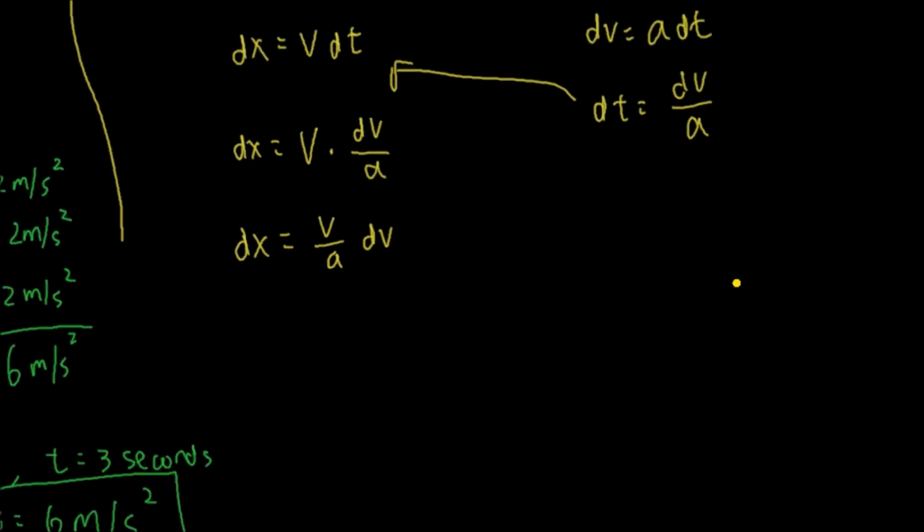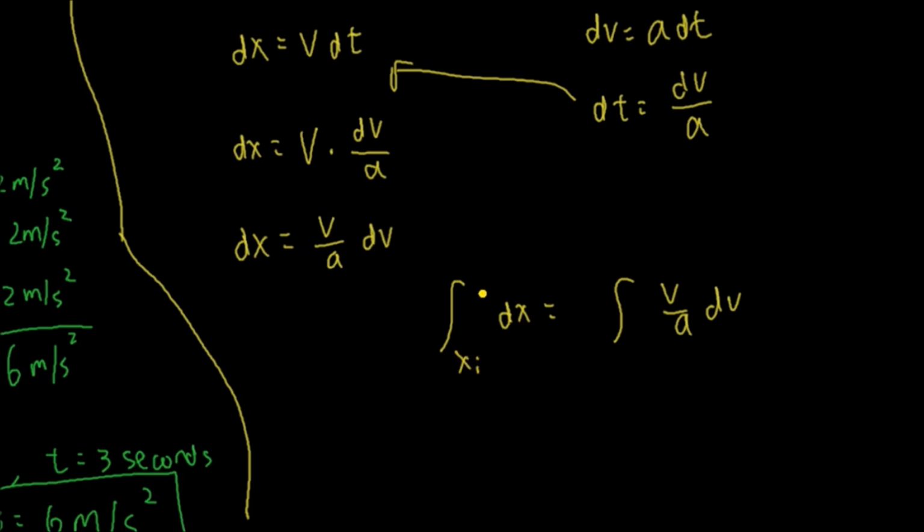Now, we have to integrate this to get the position. So let's do this. Integral dx is equal to the integral of this side, v over a times dv. We're integrating dx here, which is the position, so the upper limit and lower limit must be initial position to final position. On this side, we're integrating velocity, dv, so the lower limit must be initial velocity and the upper limit must be final velocity.